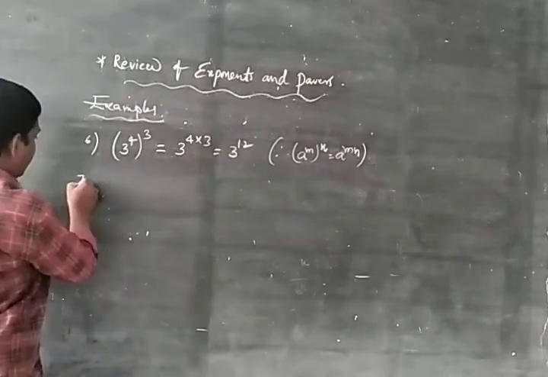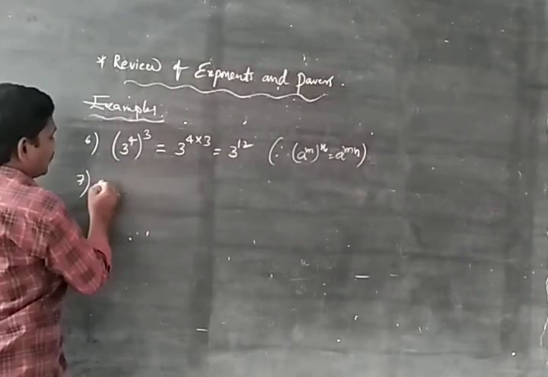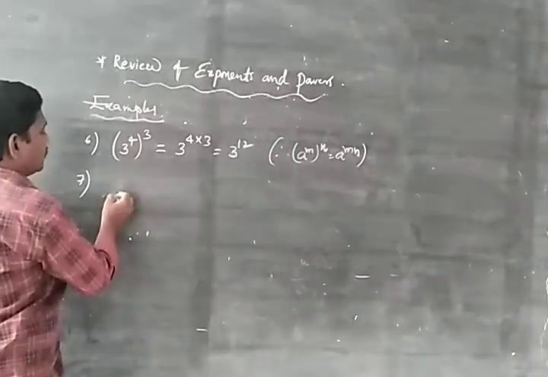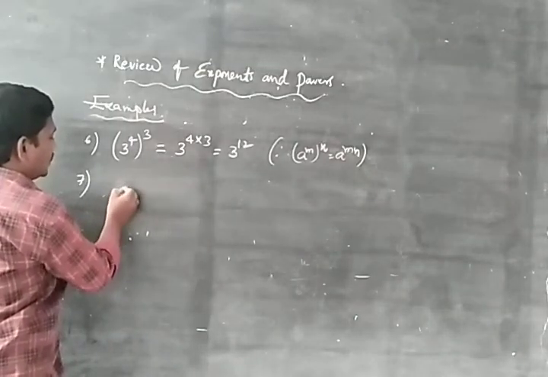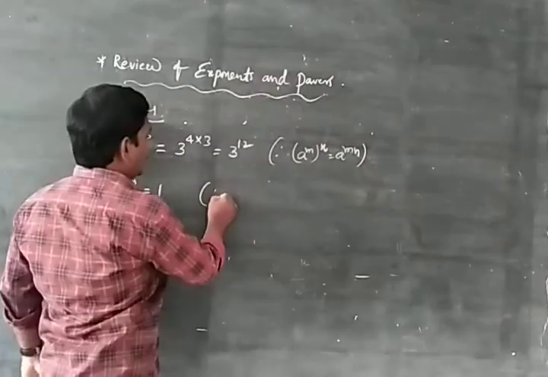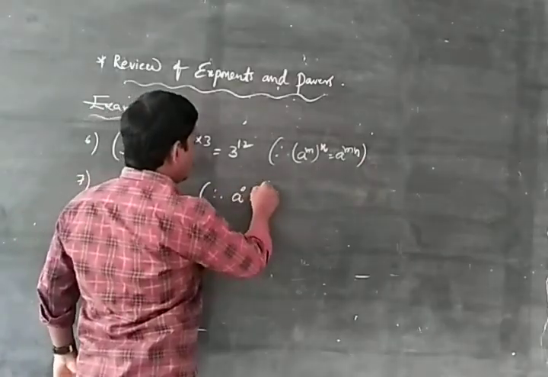And seventh one, anything power 0. That means 3 power 0, okay, 7 power 0 equal to 1. With the formula: anything power 0 equal to 1.